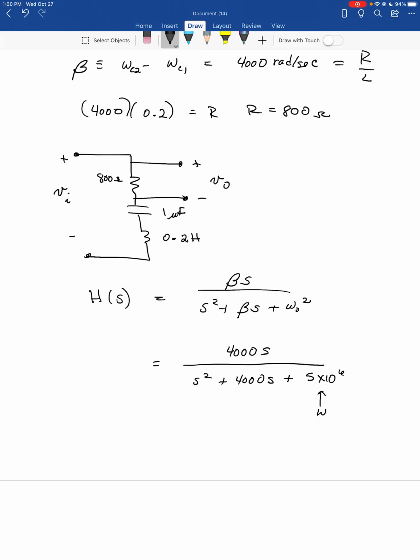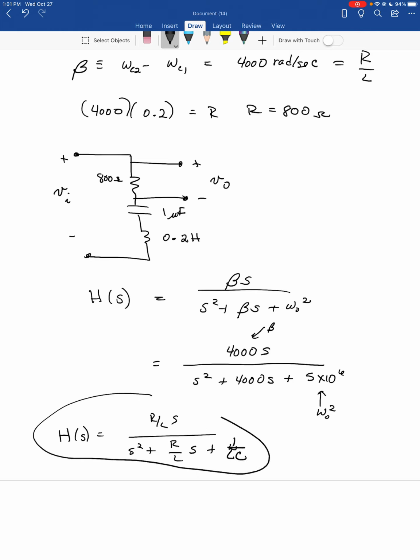So once again, this is omega naught squared, this is beta. Now, if you choose to use the other form of the transfer function, the other form is in terms of R, L, and C. It's R over L, S, over S squared plus R over L, S plus 1 over LC. If you plug in your values of R, L, and C and you didn't make any algebra errors, you should get exactly the same transfer function.